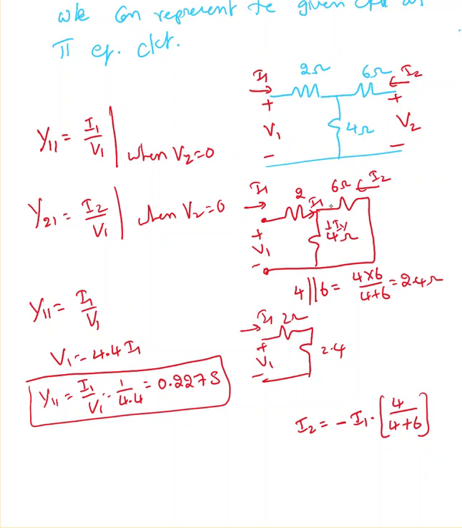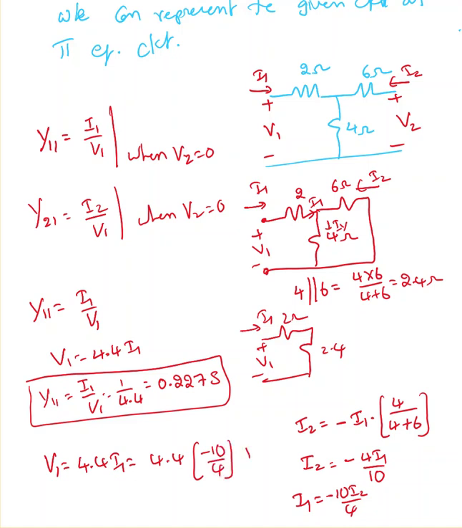Okay, so to find this I2, negative I1 times opposite, which is 4 ohms, divided by 4 plus 6. So I2 equals minus 4 I1 over 10. So I'm going to replace I1 in this equation with I1 equal to negative 10 I2 over 4. So if I replace this here, V1 equals 4.4 I1, which is 4.4 times negative 10 divided by 4 I2.